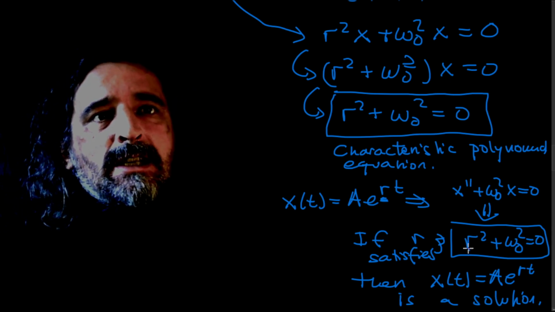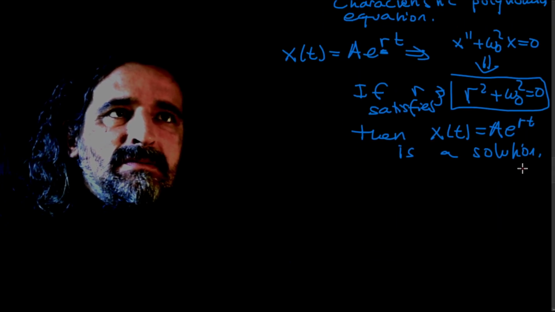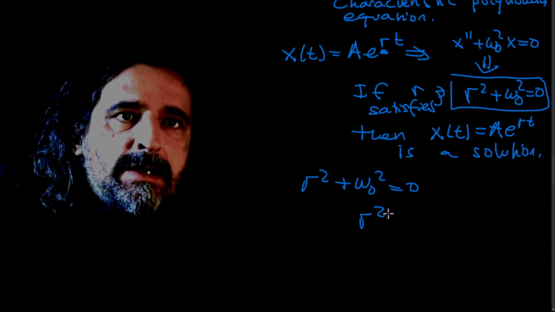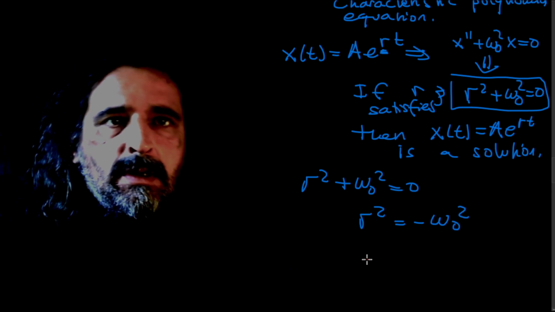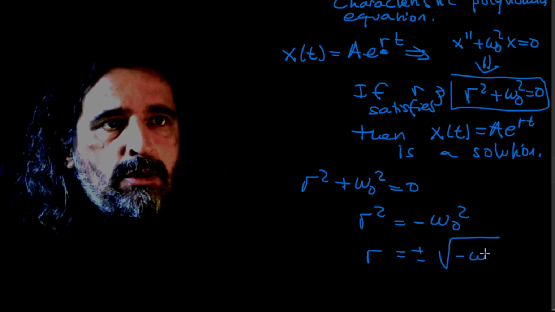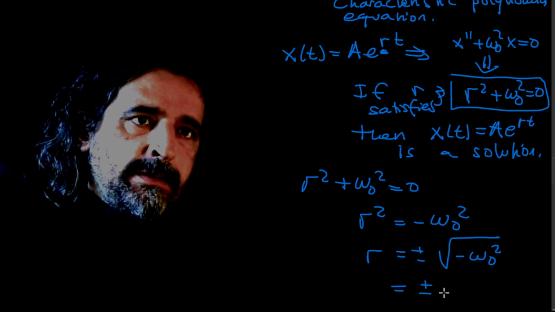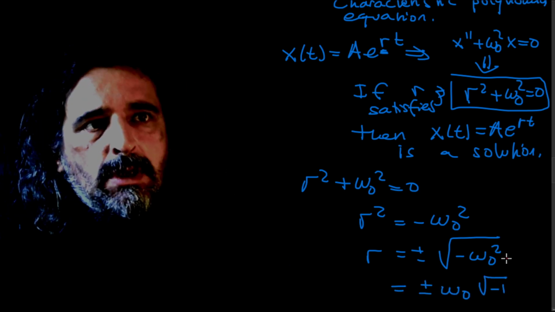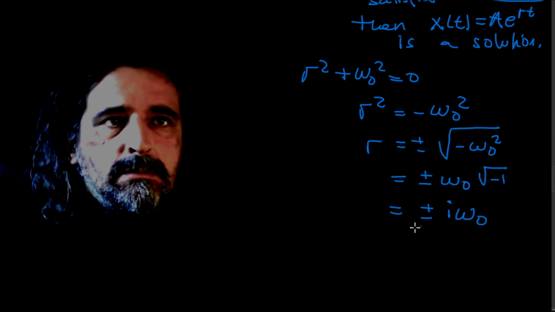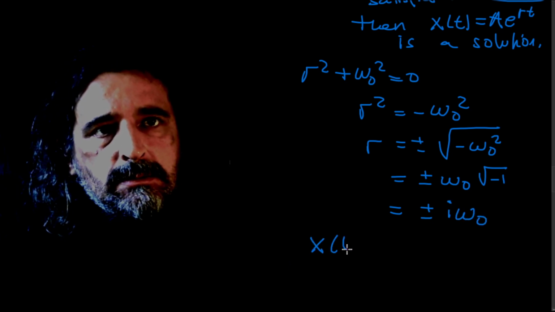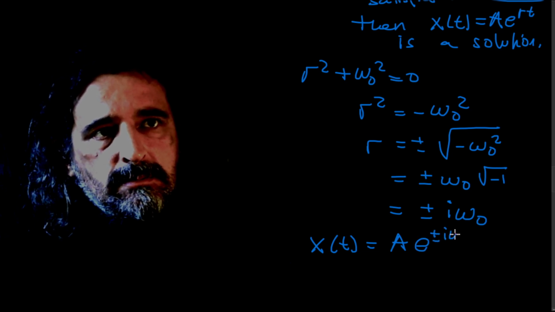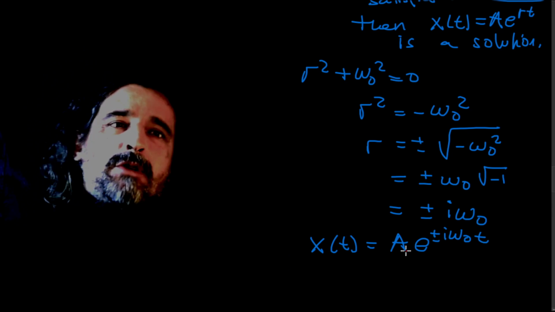So let's calculate r. r squared plus omega naught squared is equal to 0, so r squared is equal to minus omega naught squared. So r is equal to plus or minus, it can take two values, the square root of negative omega naught squared. If you know your math, that is omega naught times the square root of negative 1, so this is plus or minus i omega naught. Therefore, x of t can be this thing. So there are two possible x of t's.